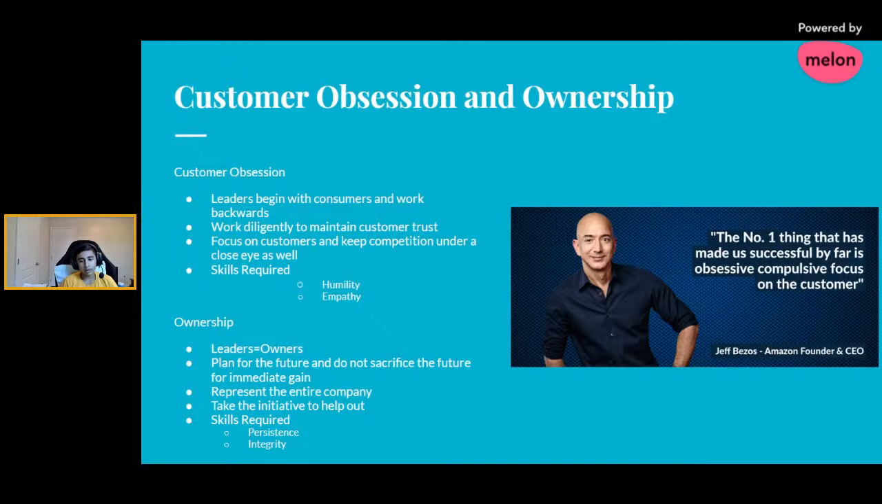A quote from the Amazon founder and CEO Jeff Bezos is that the number one thing that has made it successful by far is obsessive compulsive focus on the customer. Again, being obsessed with the customer is extremely important because you can then make the product that fits their needs the best.